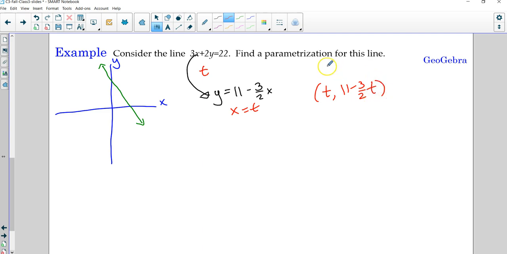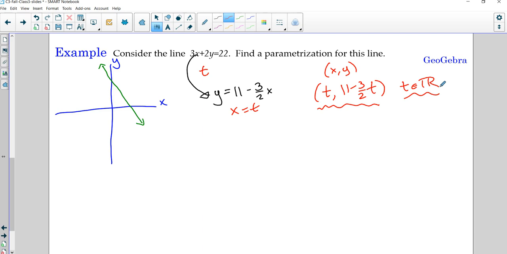Okay, and again, this would go from xy to that, and to generate the entire line, a parameterization needs not only a vector representation, but also a restriction. So t is a real number. So for a parameterization, you need the two things.